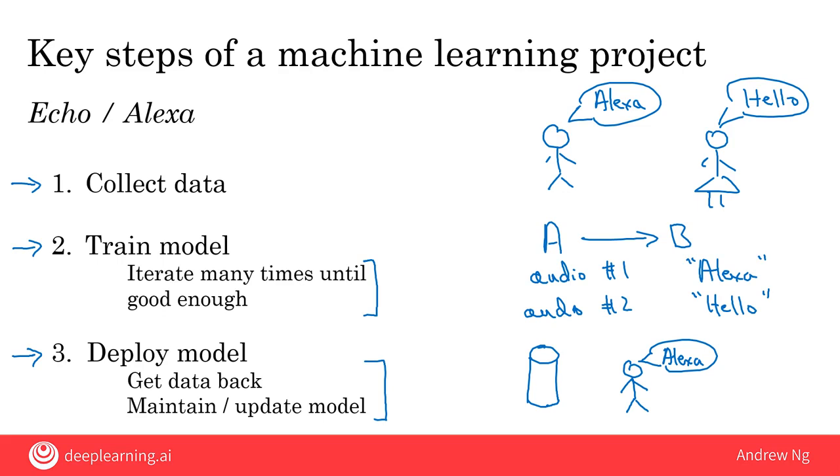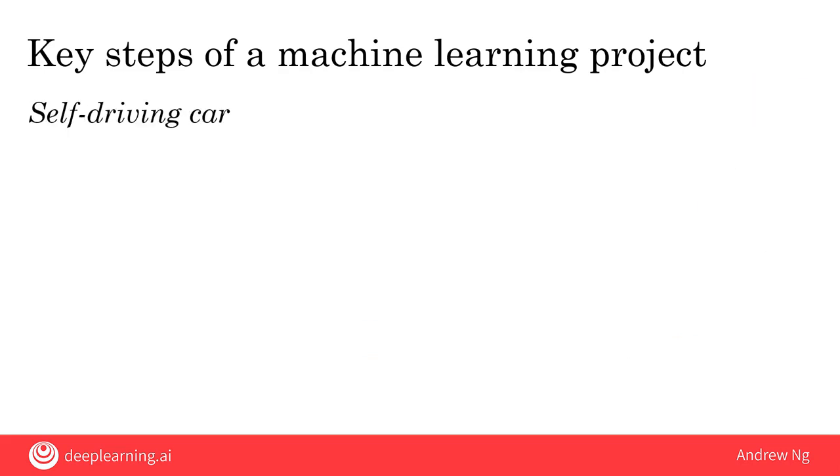Let's look at these 3 steps and see how they apply on the different projects on building a key component of a self-driving car. So remember the key steps of collect data, train model, and deploy model, since we'll revisit these 3 steps on the next slide. Let's say you're building a self-driving car. One of the key components of a self-driving car is a machine learning algorithm that takes as input, say, a picture of what's in front of your car and tells you where are the other cars.